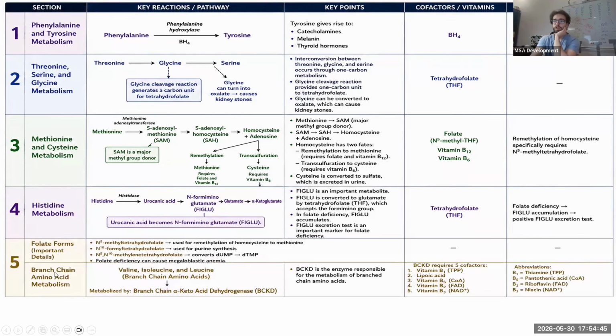Next, we have branched chain amino acid metabolism. All I need you to know is, in valine, isoleucine, and leucine, other than the fact that they are metabolized in skeletal muscle, they have a special enzyme for them. What is the enzyme called? It's called branched chain alpha keto acid dehydrogenase, BCKD. Something interesting about this enzyme is that it doesn't just need one or two cofactors, it needs five cofactors: vitamin B1, TPP, lipoic acid, vitamin B5, which is CoA, vitamin B2, which is FAD, and vitamin B3, which is NAD+.